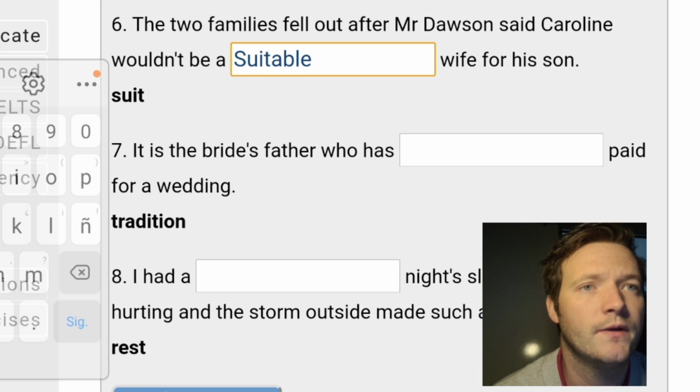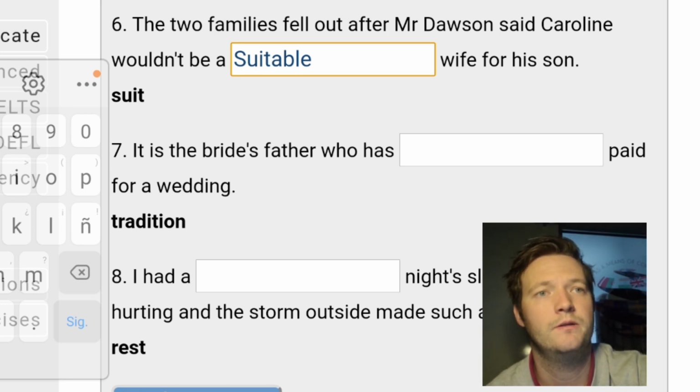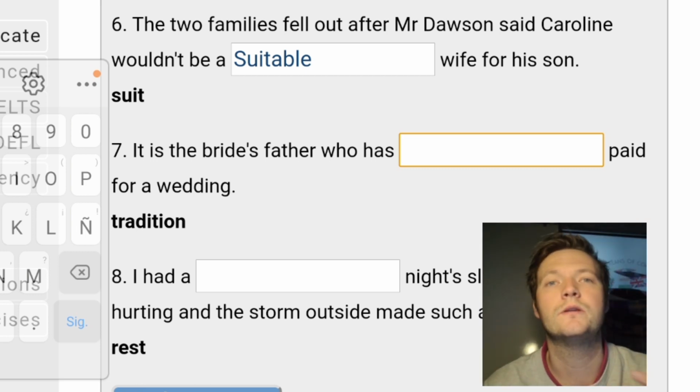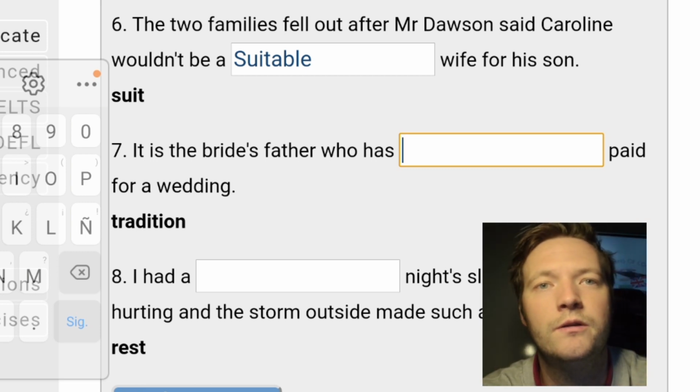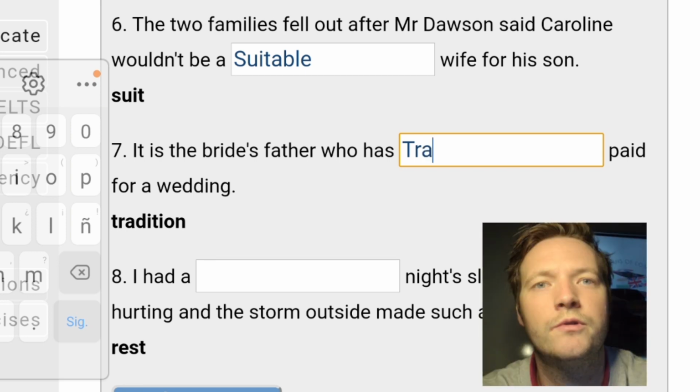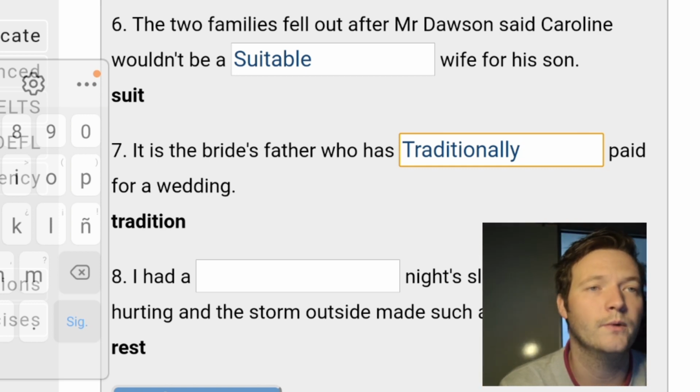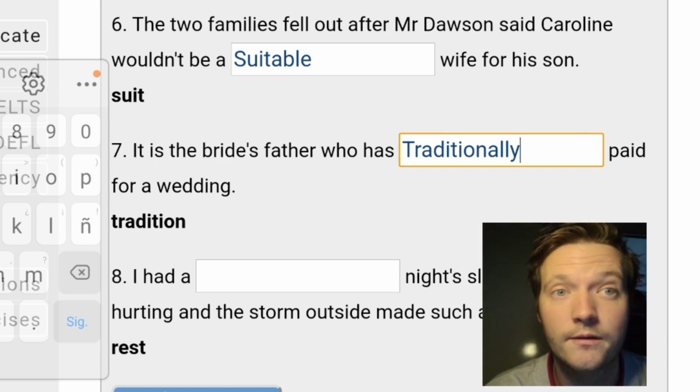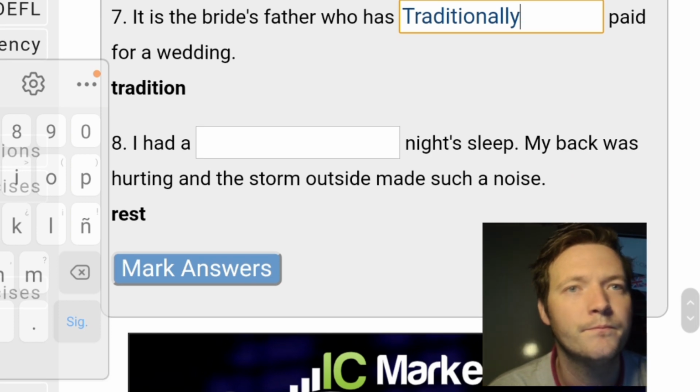Okay, it is the bride's father who has traditionally paid for a wedding. Who has paid for a wedding? Who has adverb? How has he paid? Traditionally. In what way has the father of the bride paid for a wedding? Well, traditionally. Normally, in the past.